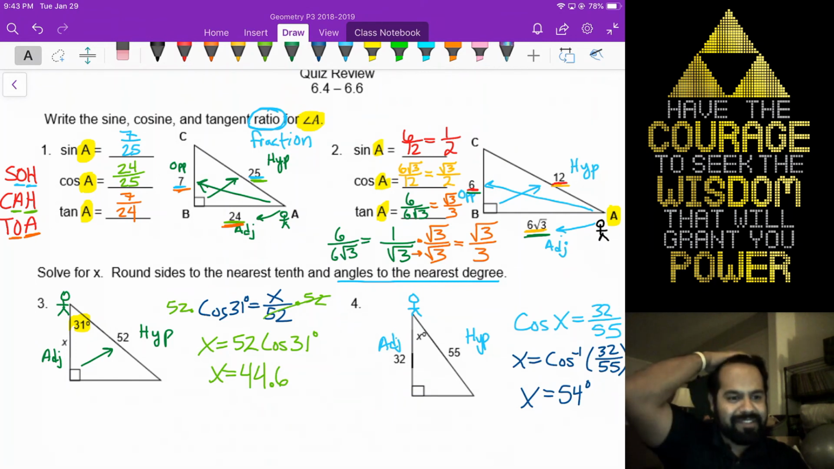The quiz is a single page, front and back. Super easy to run off. Notes, you can just copy them.